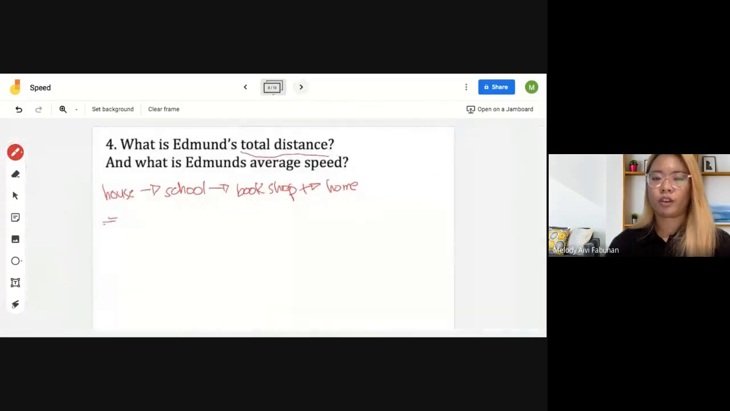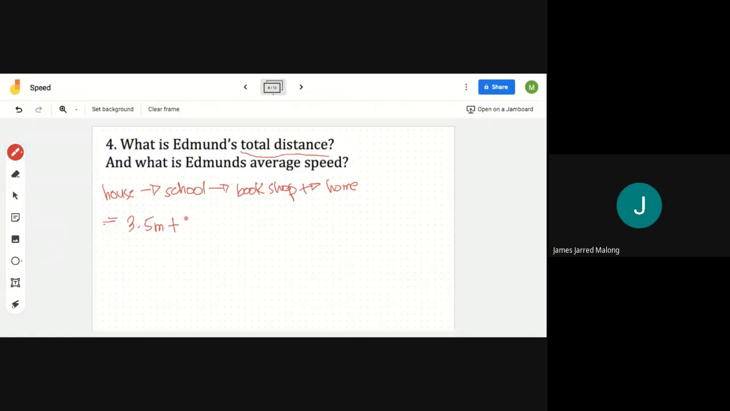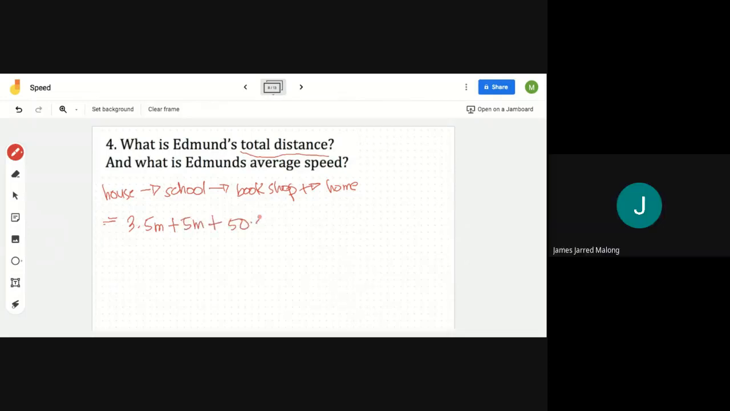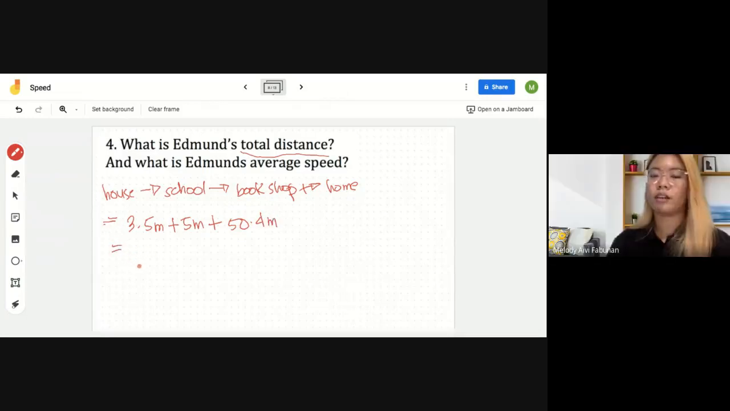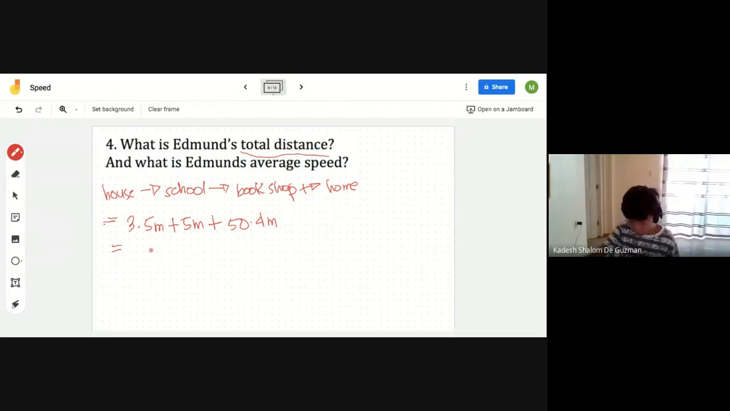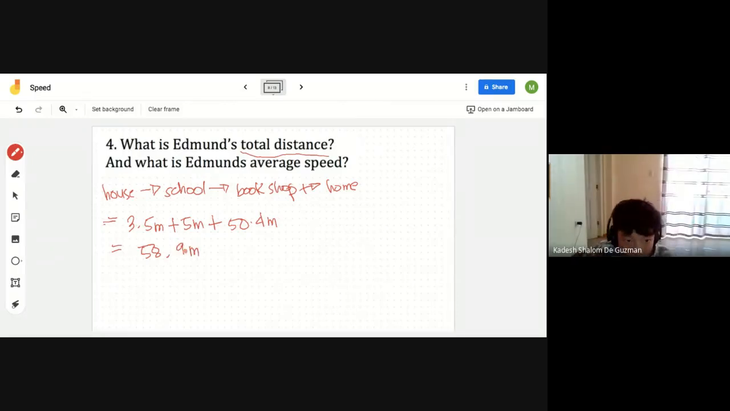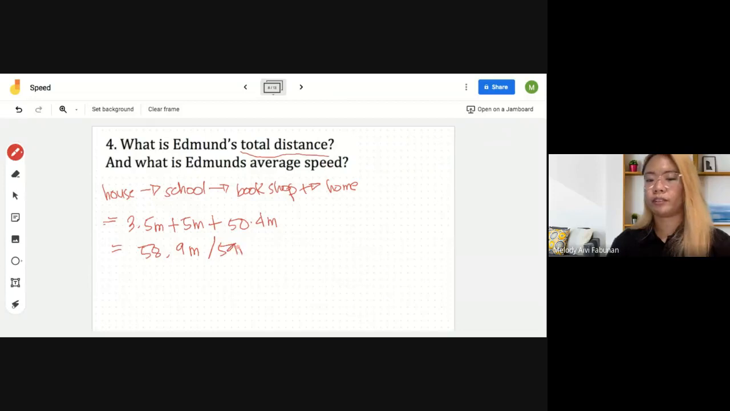So it's 3.5 meters. And then the school going to the bookshop is how far? 5 meters. And then 50.4 meters. What is the total distance covered by Edmund? 58.9 meters. Or 59 meters. Okay. Additional points.